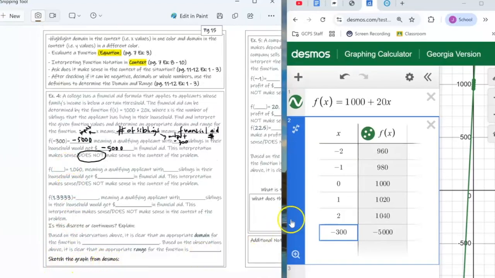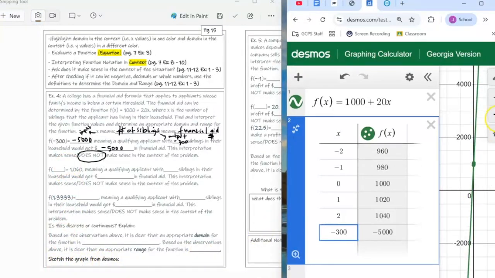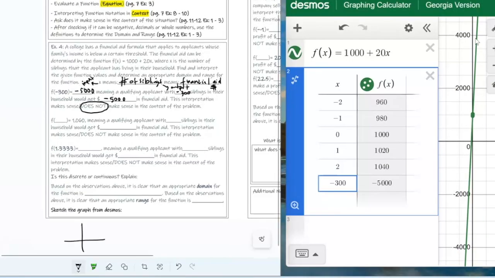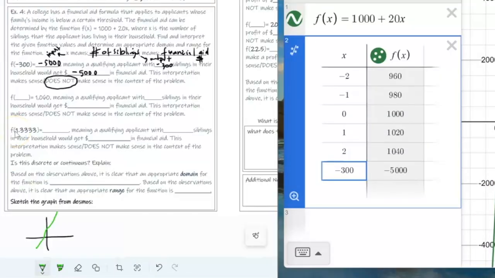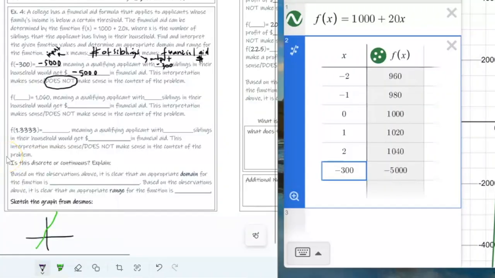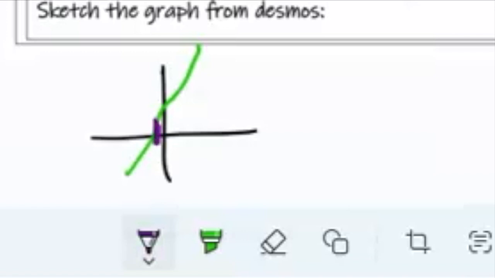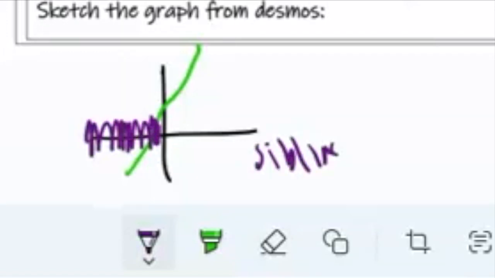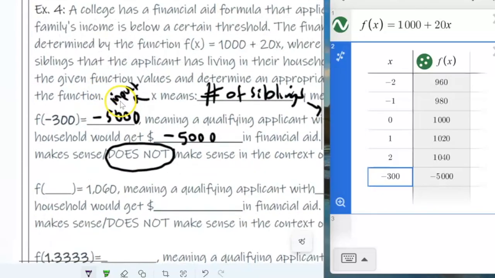See where it says sketch the graph from Desmos. So I'm going to zoom out. It looks like a linear function. So I'm just sketching a quick graph. So it's doing something like this. Okay, so what that means is that I cannot have negative X. So I'm going to go ahead on my x-axis and just cross this out. So X is siblings and Y is dollars. I cannot have negative X because I can't have negative 3 brothers, negative 10 brothers, and so forth. All right, then I'm going to move on to the next thing.